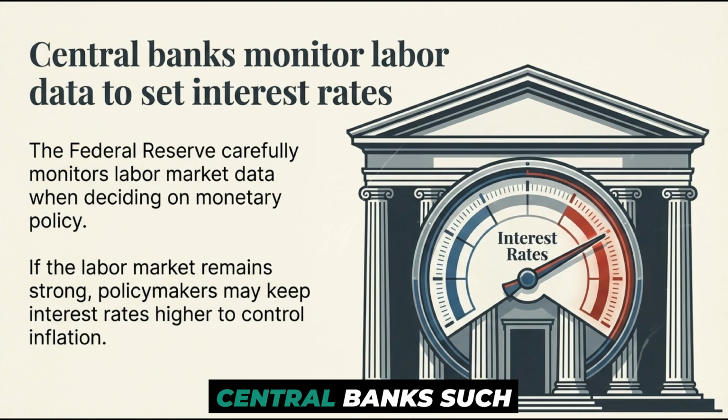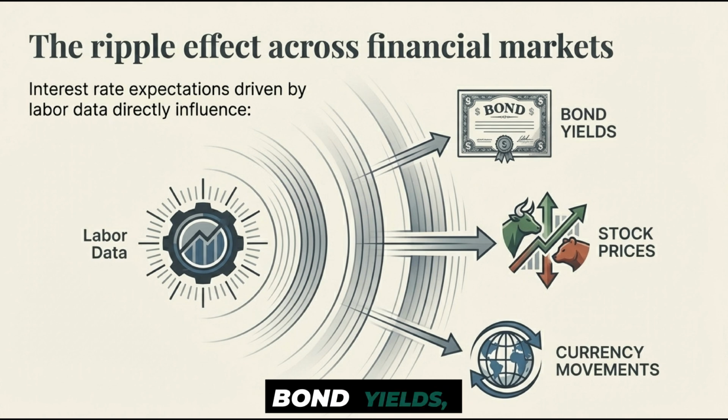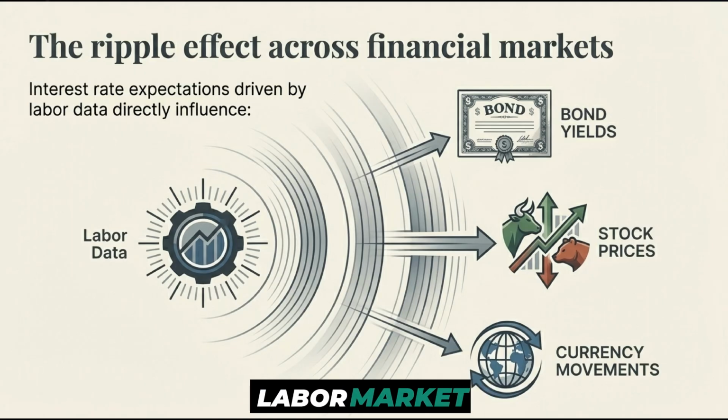Because of this, central banks such as the Federal Reserve carefully monitor labor market data when making decisions about interest rates. If the labor market remains strong, policymakers may keep interest rates higher in order to control inflation. For financial markets, this can influence bond yields, stock prices, and currency movements. This is why traders and investors pay close attention to labor market indicators like jobless claims and job cuts.